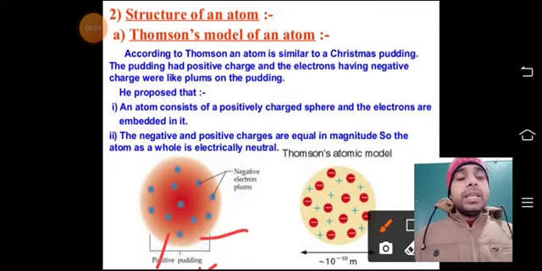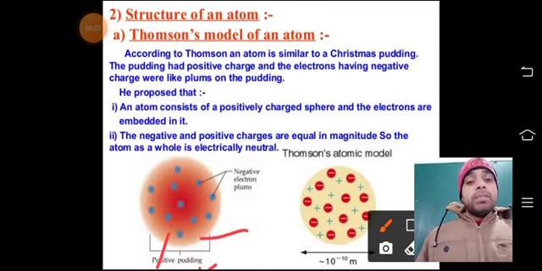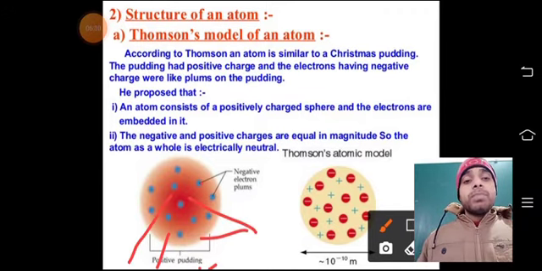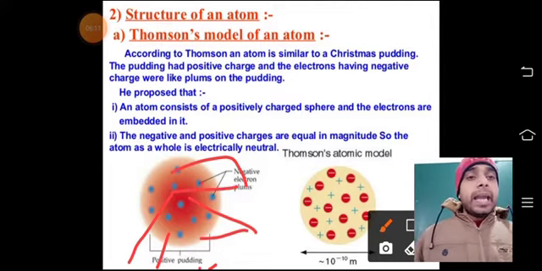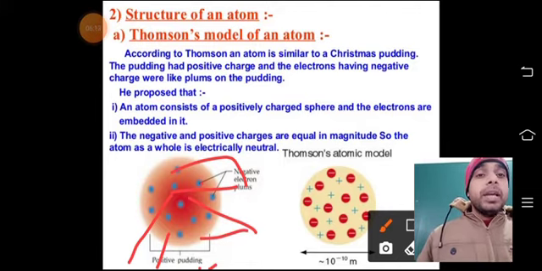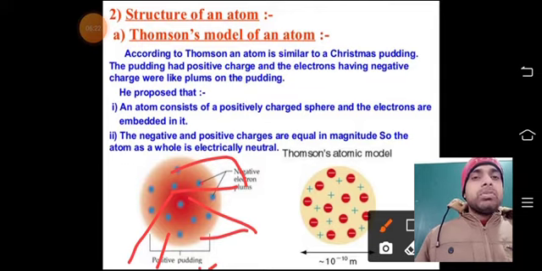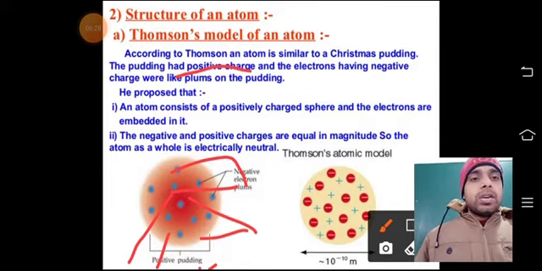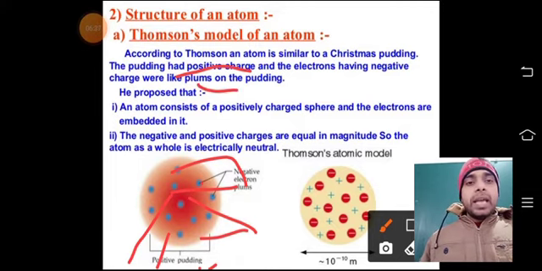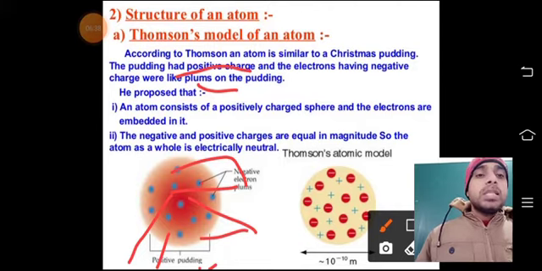Now you can see that the red part is positive, and these seeds are negative. So according to Thomson, an atom is similar to a Christmas pudding. Here the watermelon structure we have not taken, the Christmas pudding is the example we have taken. You can see the pudding has positive charge and the electrons have negative charge, like plums on the pudding. He proposed that an atom consists of a positively charged sphere.